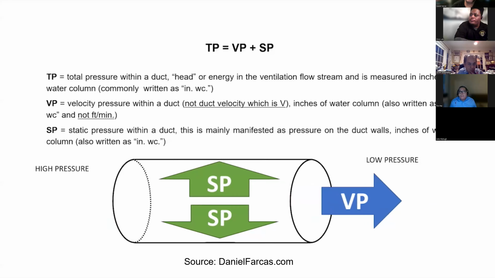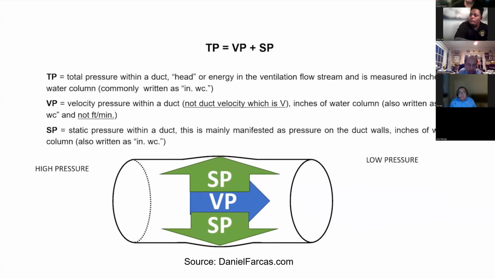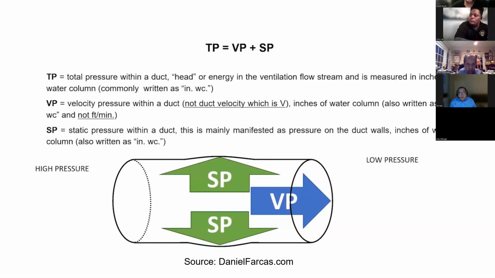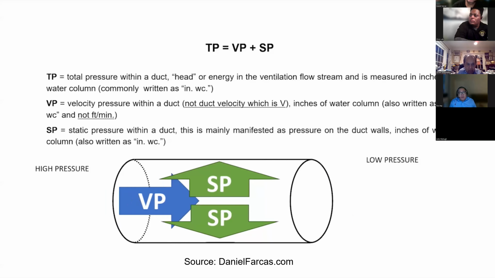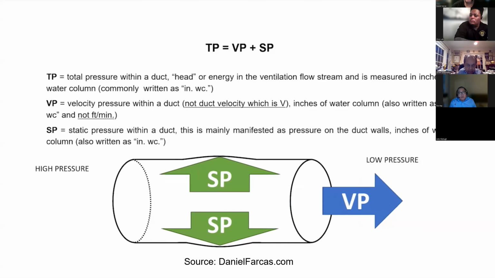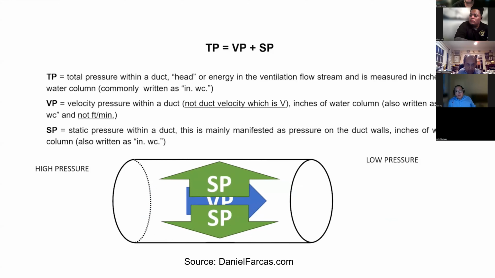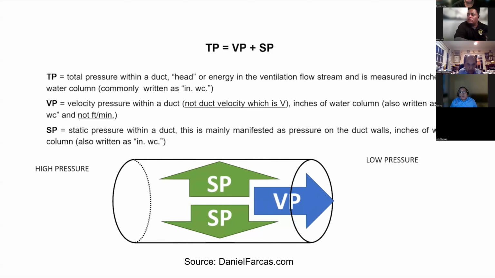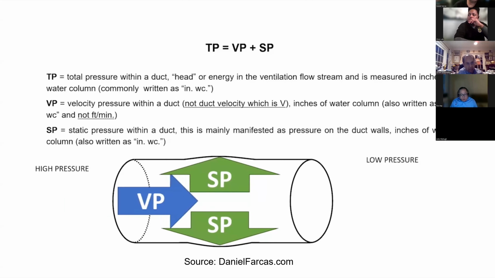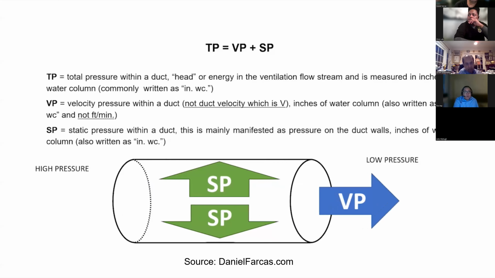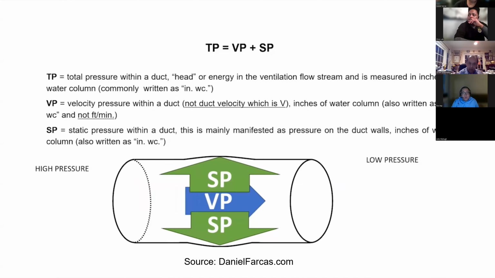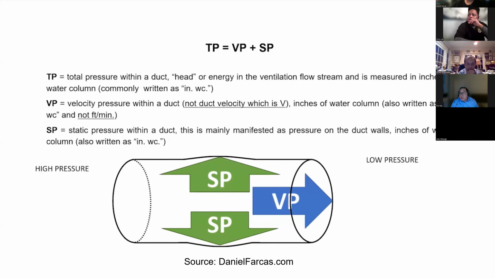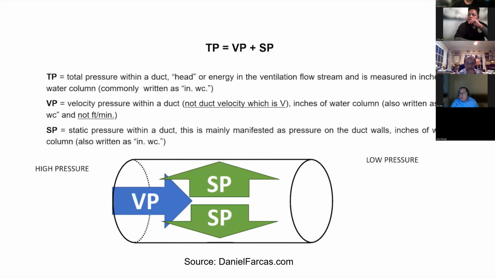VP is the velocity pressure within a duct, not to be confused with velocity, which is V, and is measured in inches of water column and not in feet per minute as we have for velocity. SP is the static pressure within a duct and is mainly manifested as pressure on the duct walls, and it's also measured in inches of water column. This equation is known as conservation of energy, assuming no friction losses.